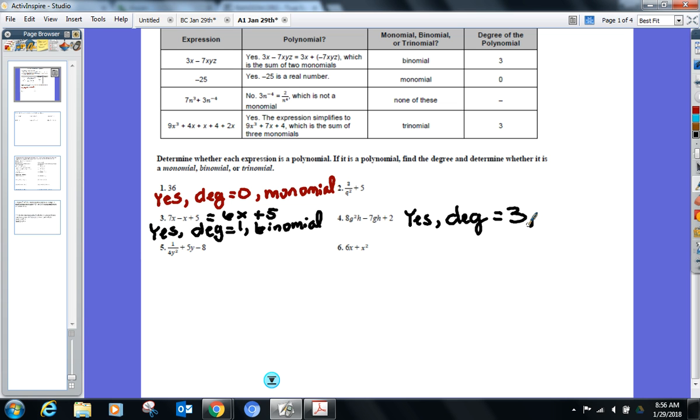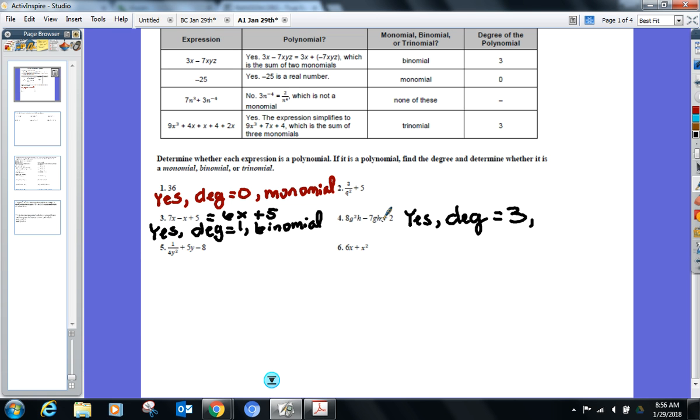How many terms are there? Oh, remember, a term is always separated by an addition or subtraction symbol. How many terms do I have? 1, 2, 3. Again, they are separated by the subtraction and the addition symbols.